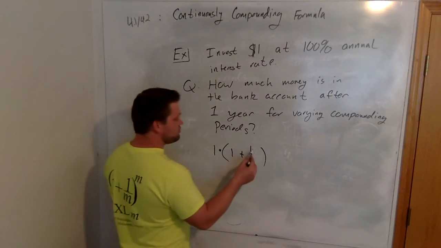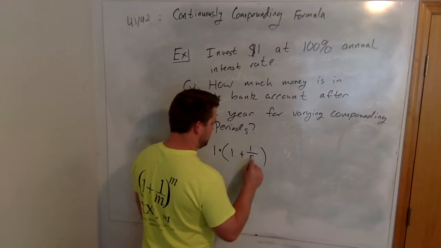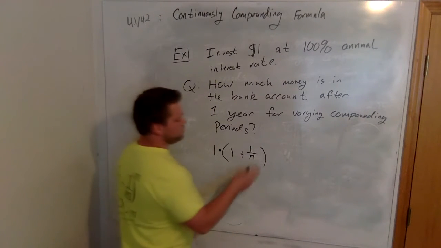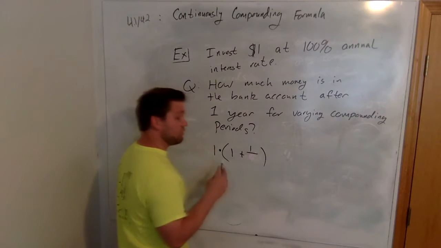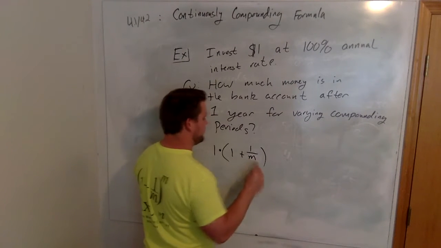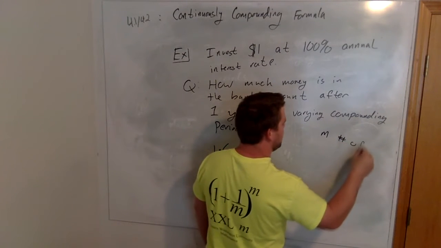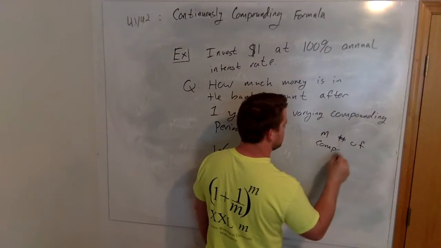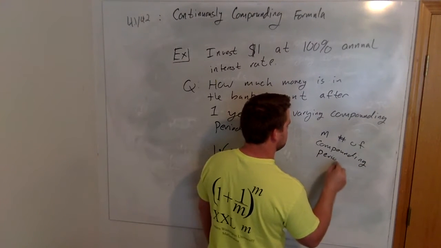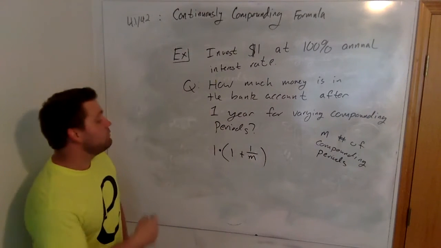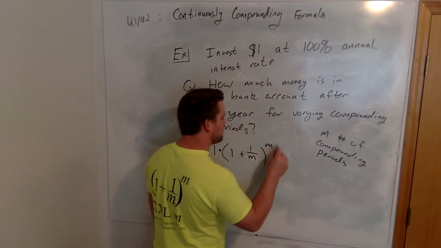So I'm taking our 100% interest rate, and we're going to cut this up into n pieces. How about instead of n, we'll use m, and you'll see why in just a second. So instead of n for compounding periods, for this example, I'm going to use m. Just a different letter. So m is the number of compounding periods, and we'd be compounding m times per year.